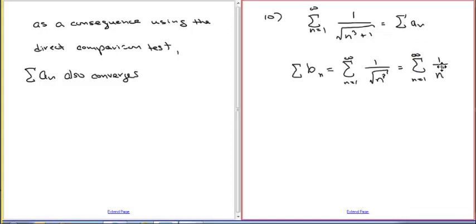And that is a p-type situation. So using the p-type series, if p is greater than 1, the series converges.